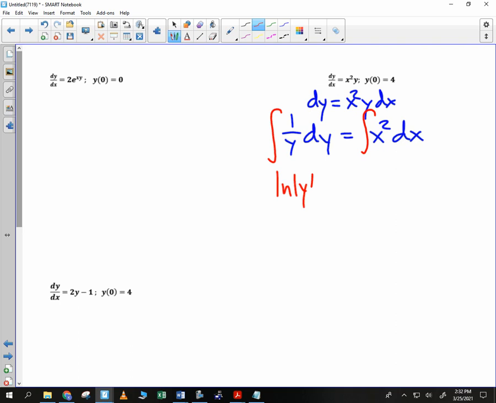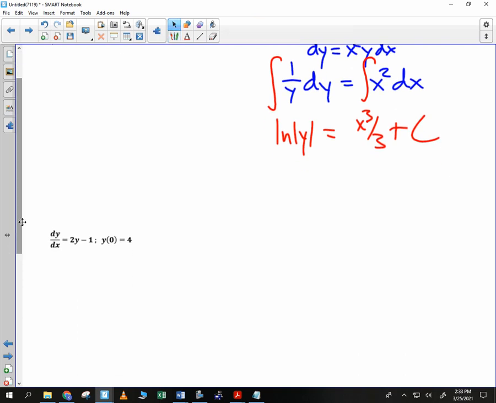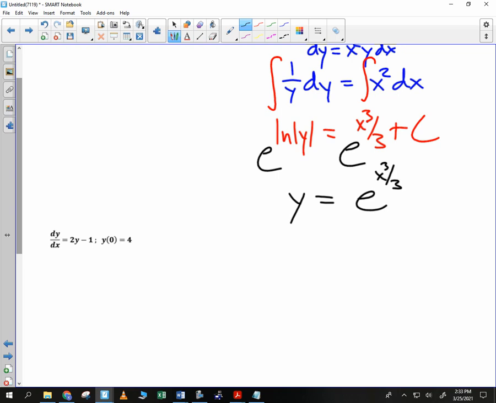Good. Natural log of the absolute value of y is equal to? Good. x cubed over 3 plus a constant. Now what? Good. Create a base of e. That's going to get rid of the natural log. And e to any power is going to be positive. Agreed? Good. Get rid of the absolute value. e to the x cubed over 3. And instead of plus c, I'm going to write it as times e to the c.